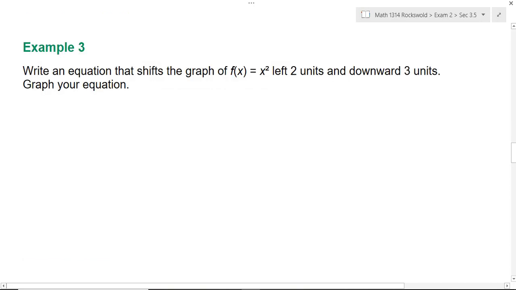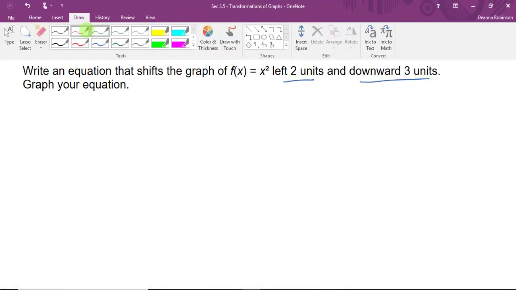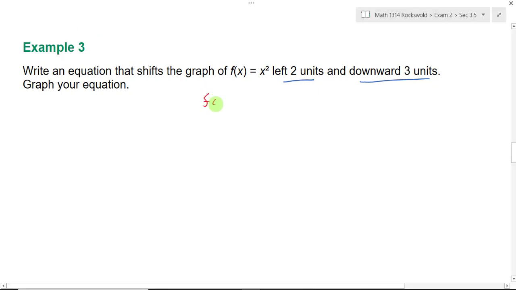On example 3, I want you to write an equation that shifts the graph of the quadratic function left 2 units and then downward 3 units. Is that left 2 units going to be inside or outside the parent function? So we have f of x equals (x, is that going to be plus or minus? Plus 2) squared, and then down 3 means I'm going to do what outside? Minus 3.